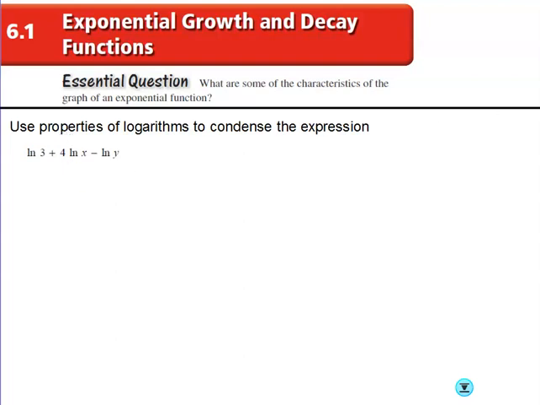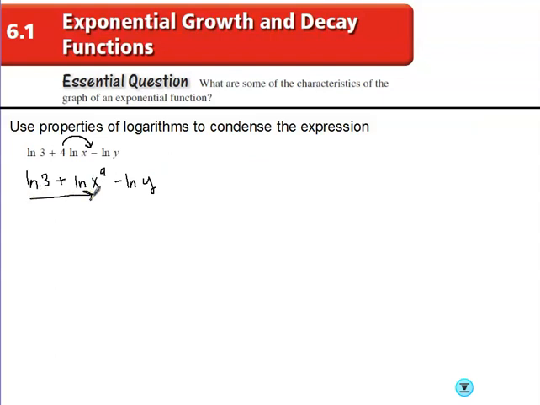The first thing we need to do when condensing log functions is to make sure to put coefficients back into our log functions as exponents. So this would be ln 3 plus ln of x to the fourth minus ln of y. From there, we work left to right with our addition and subtraction.